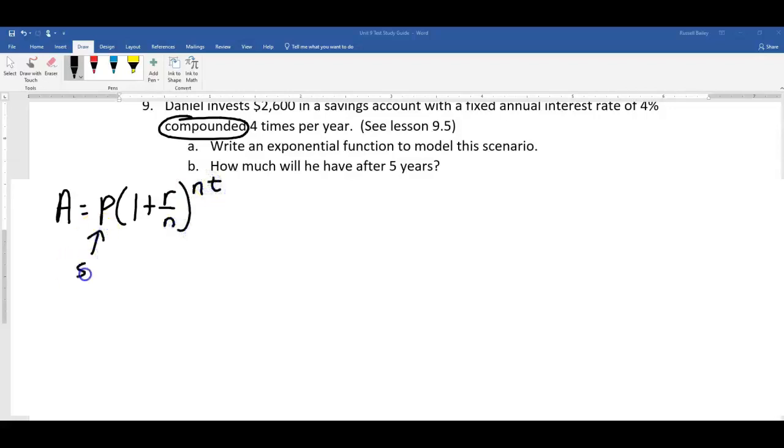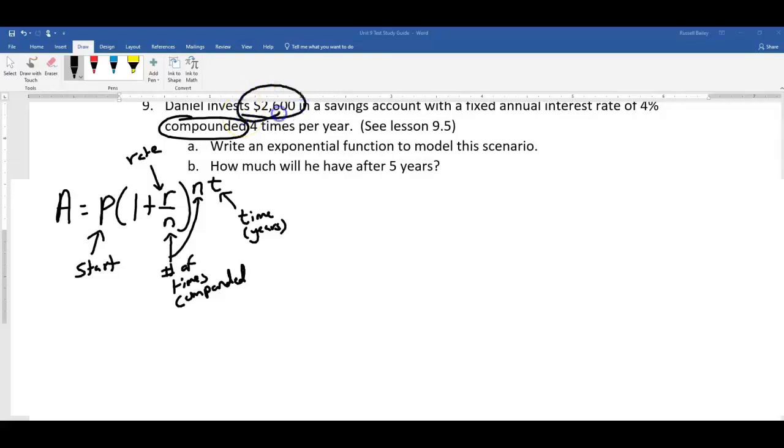Where P represents the starting amount, R represents your growth rate, N represents the number of times compounded, and it's written in 2 places. And then T is time. And time will always be in years for these types of problems. So now we know what type of problem or formula to use for this one. It's a compound interest without continuous growth. So we're just doing the regular compound problem.